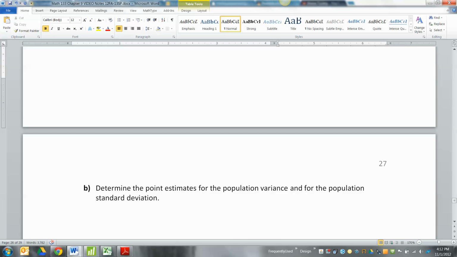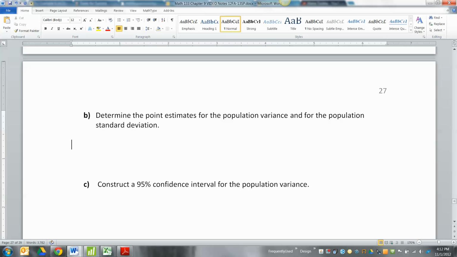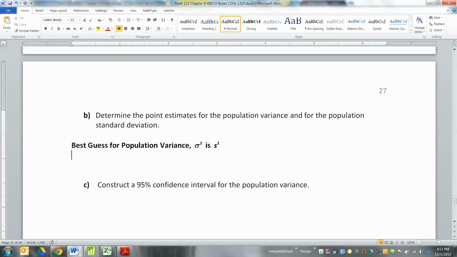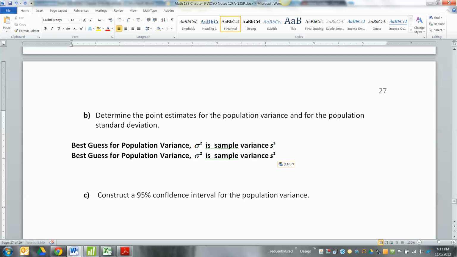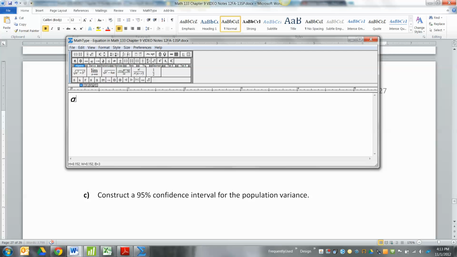All right, so now we're going to actually do some of the work. So the first thing we want to know are, what are the point estimates for the population variance and the population standard deviation? Point estimates are kind of your best guess. So our best guess for the population variance sigma squared is S squared, the sample variance. And our best guess for the population standard deviation, sigma, would be the sample standard deviation, S.